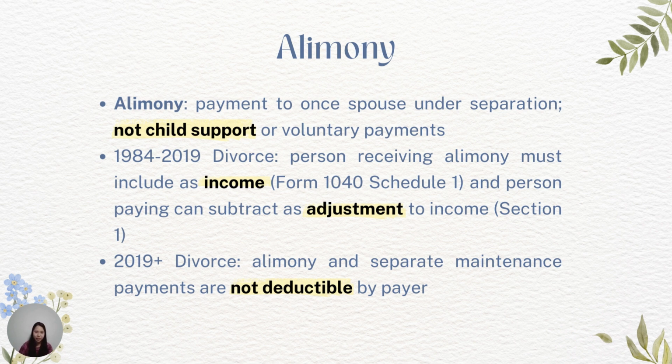If the divorce was after 2019, which is when the rule change was made, alimony and separate maintenance payments are not deductible by the payer. So this means if I had to pay alimony to my spouse, I would not be able to deduct it as an adjustment to income.